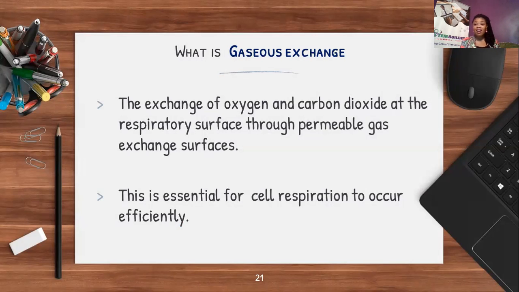And of course, breathing is important for respiration because that is how you get the air into the lungs. And then gaseous exchange is a process of actually getting the oxygen from that air, okay? And then what happens to that oxygen? The cells use it to make energy.